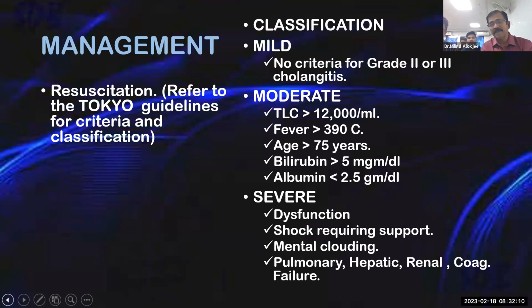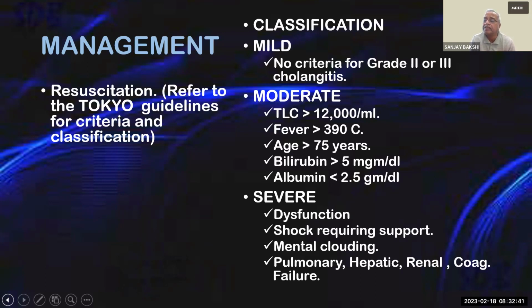So first of all is resuscitation. You see, these are patients who have shock, organ dysfunction. So this patient cannot be taken up for surgery till the organ dysfunction is corrected. So first is resuscitation, always resuscitation. Then next is drainage of the biliary tree. Now that can be by a percutaneous transhepatic drainage, a nasobiliary drainage, or an ERCP with a stent put in.